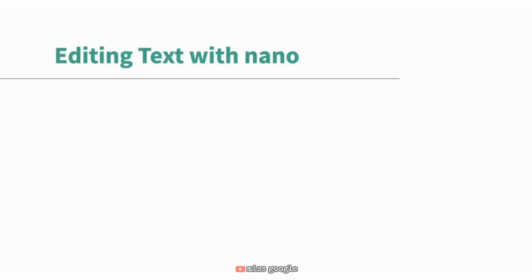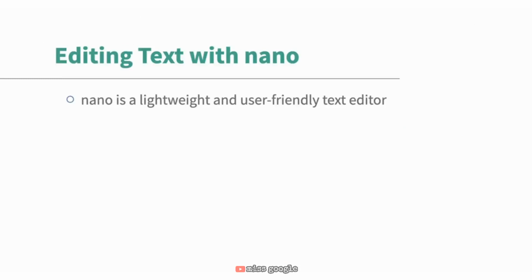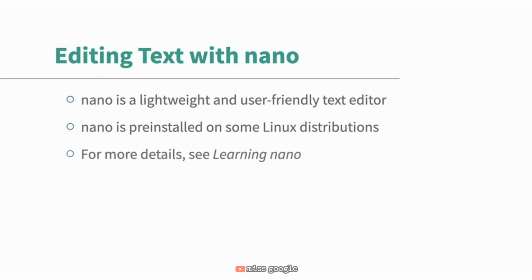Some Linux distributions include a lightweight text editor called Nano. It can be installed on many other distros as well. It's quite a bit simpler than Vim, so many people prefer it, though it does lack some power user features that Vim enthusiasts will miss. We'll take a quick look here, and I encourage you to explore the course Learning Nano for more details.